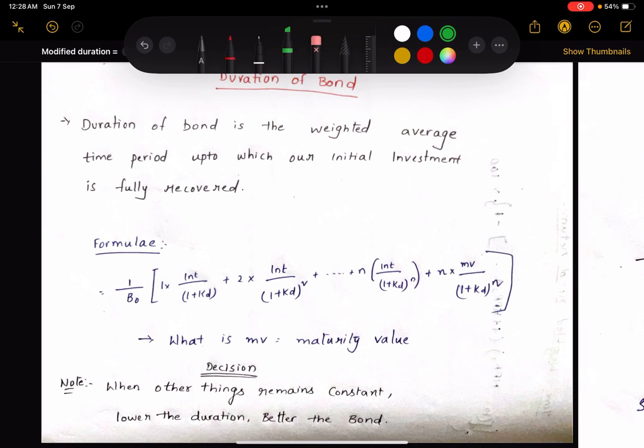Let's see our next topic, duration of bond. What is duration of bond? Duration of bond is the weighted average time period up to which the initial investment is fully recovered. So the time period of the bond is such that the initial investment is fully recovered. It is called duration of bond. It can be solved with a formula.